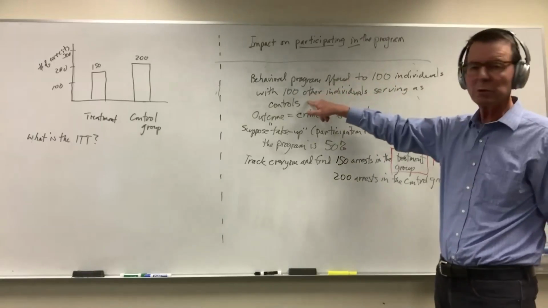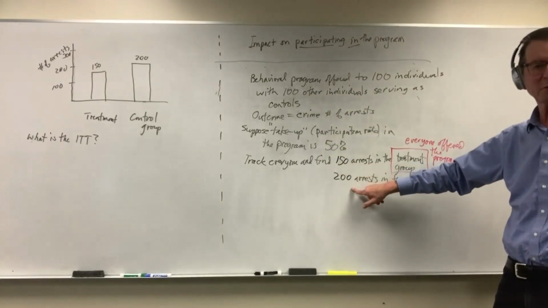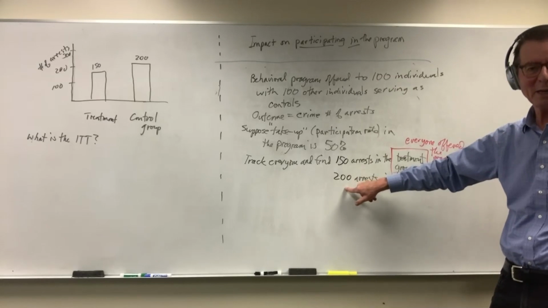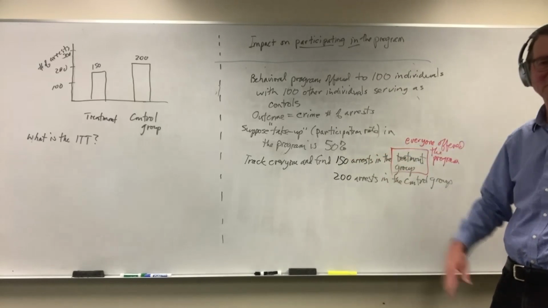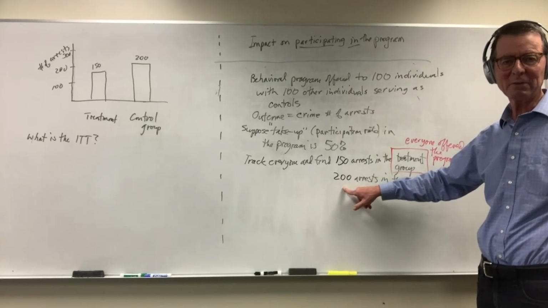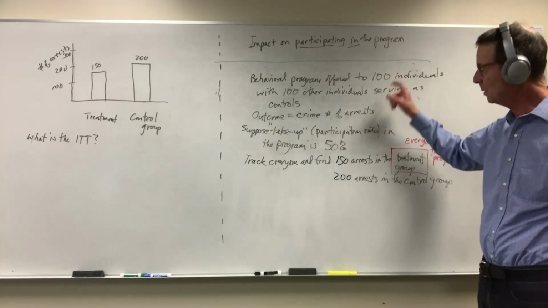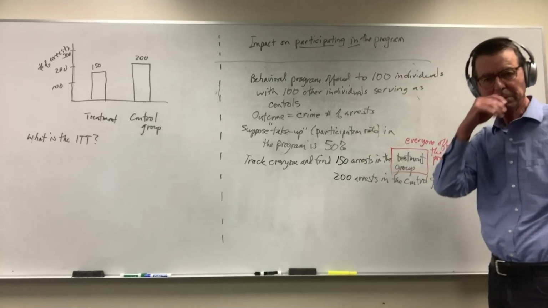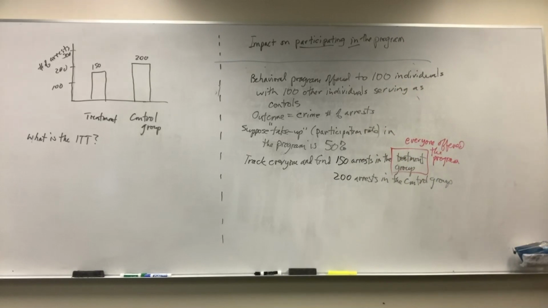Wait, I just wanted to clarify. So the total number of students in the control group is 200, and now 200 is in the treatment group? No, 100 in each group. This is the number of arrests. Okay, so there might have been multiple arrests per person. Exactly, and there were. We had more arrests than people, right? So on average, the controls were getting arrested twice. And here, the 100 people were generating 150 arrests. Okay, so what's the ITT?